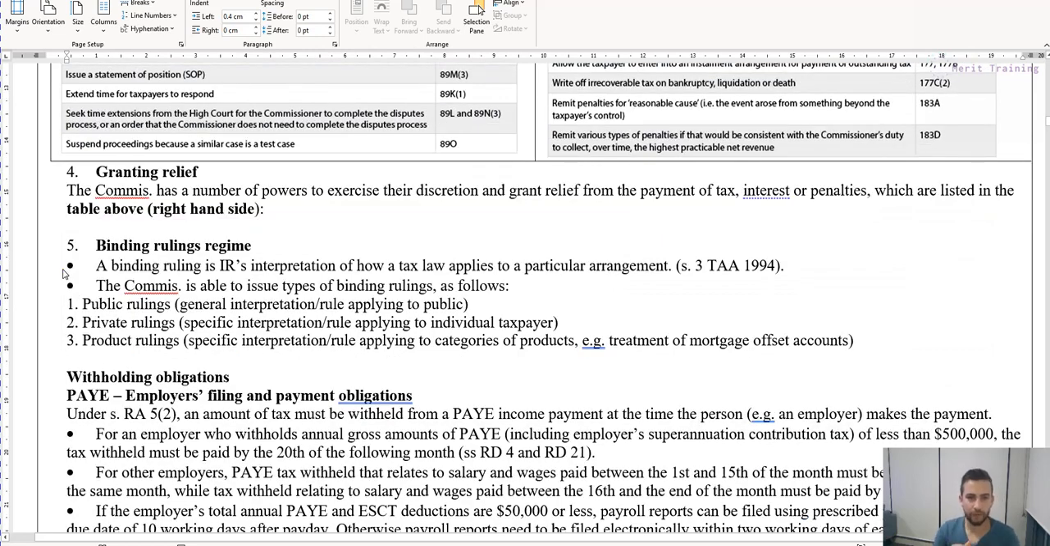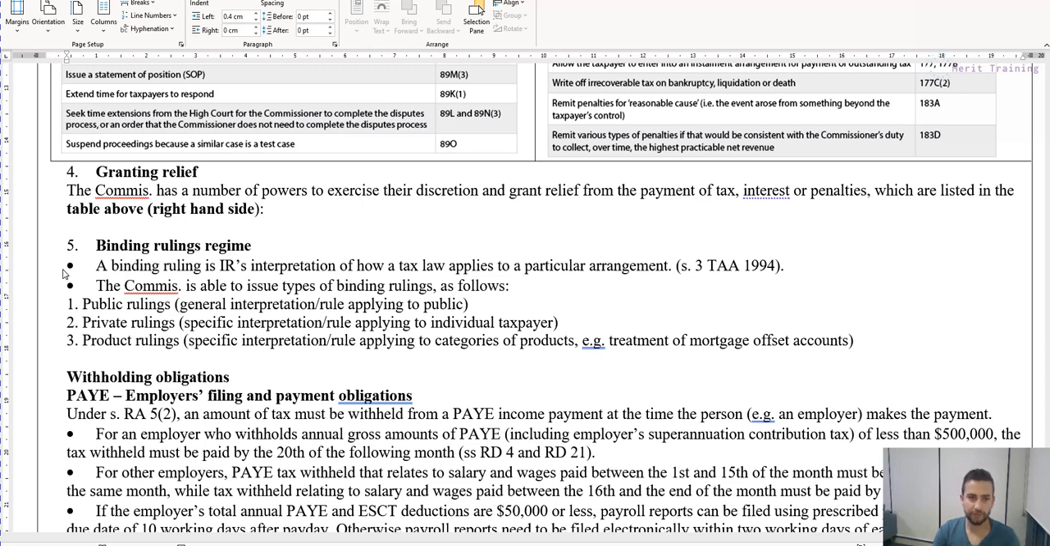And then the final point that we're going to talk about in terms of what the Commissioner can do is in relation to binding rulings. So a binding ruling is basically the Commissioner's interpretation of how a tax law applies to a particular arrangement. For example, whether it's the deductibility of interest from an offset account, quite a specific area, but what the Commissioner will do is they'll issue this ruling and it will say, this is how we interpret the case. We believe it's going to be deductible or not deductible when we're referencing this Section, this Act, this case law, and these other, maybe a test case, for example.